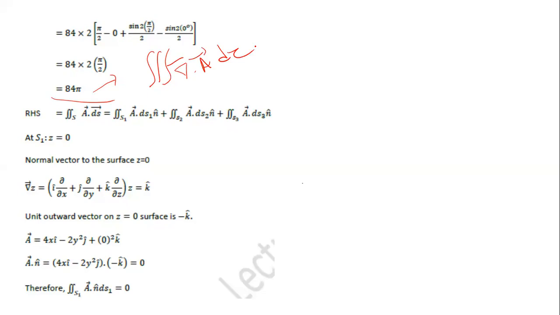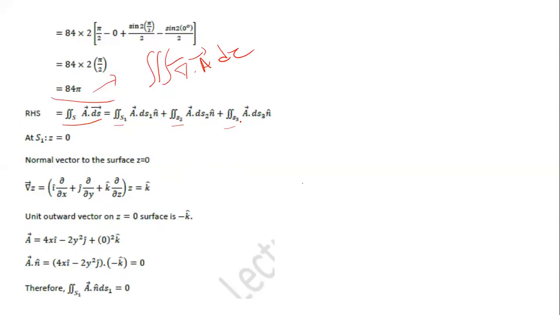Now on the right hand side, what we need to execute is the surface integration of the vector field A. That means this is the total flux over the surface S. So as we often discuss, the surface can be split into 3 surfaces, S equal to S1, S2, and S3.